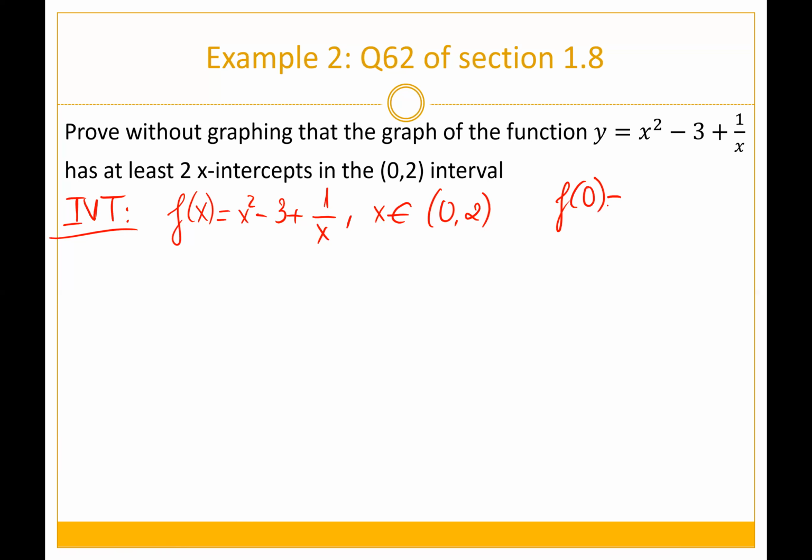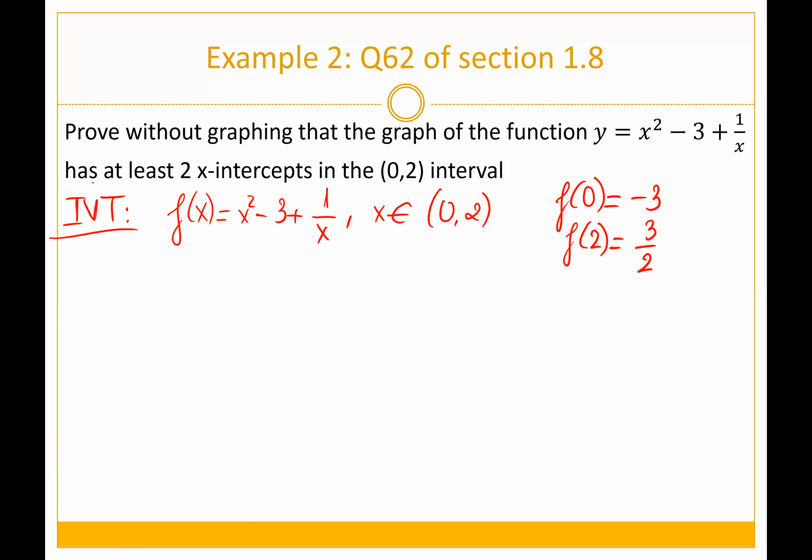So f of 0 is -3, and f of 2 is 4 minus 3, 1, plus 1 over 2, so 3/2. And so these two are different from one another, and 0 is in between. So look at this.